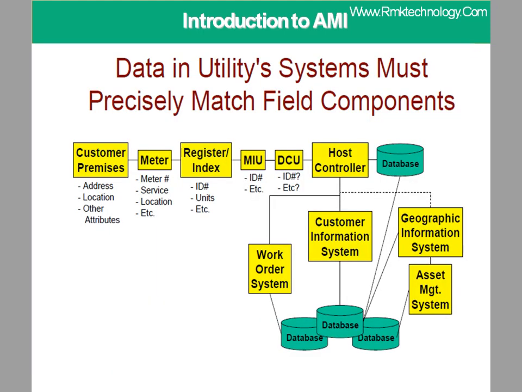It is very important to match the device ID starting from field till application systems. There are so many devices in the customer premise, in network, in communication, etc. All these have to be uniquely identified in all the systems. Keys should be properly assigned. This slide is showing how field devices are identified with unique ID, starting from meter and its register ID to data concentrators to host controller. These IDs are referred even in business processes like work order system, customer information system, GIS and asset management system.